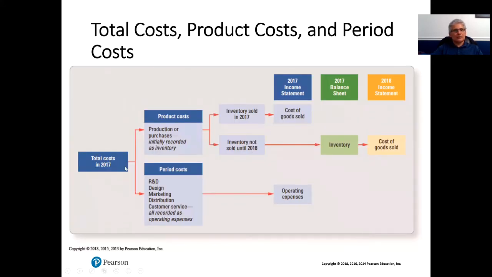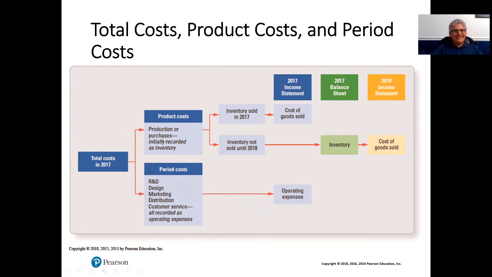So here's an example of your total costs for 2017. You have your product costs and you have your period costs. Well, first we'll start with our product costs. Those are all the costs associated with production, and it says here they're initially recorded as inventory. So these product costs go into inventory, and if they get sold in that year, then that cost is taken out of inventory and charged to the cost of goods sold.